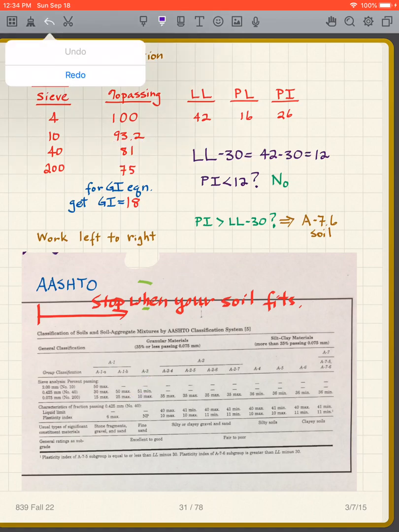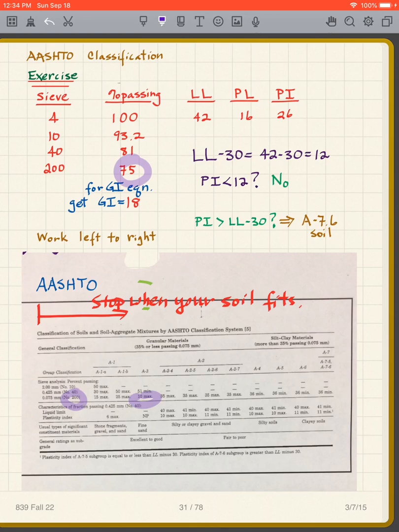So I'm here, but the problem is now at number 200, it says 10 maximum. I can't have more than 10. I have 75 passing the number 200. Nope. So I don't fit any of those soils. I go to the next one. 35 maximum passing the number 200. Nope, I've got 75. Keep going. 35 maximum. Nope. 35 maximum. Nope. 36 minimum. Okay.